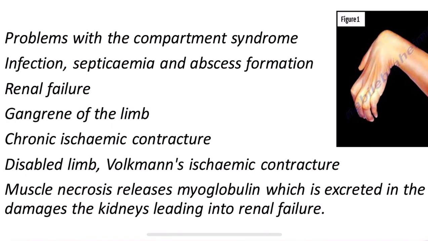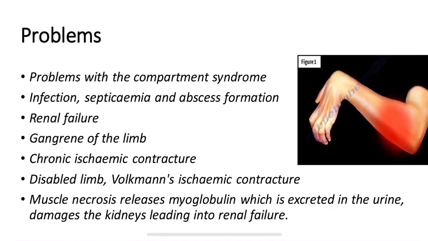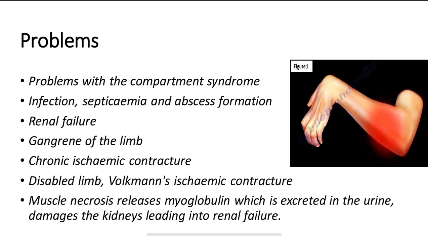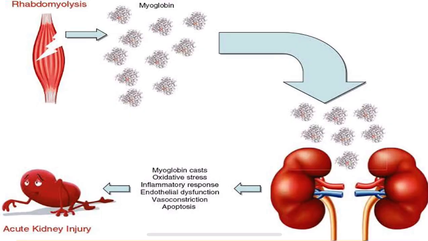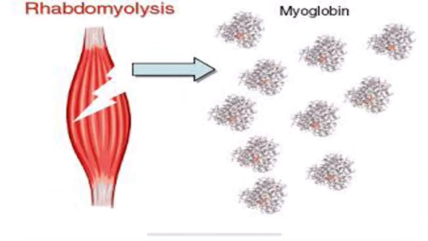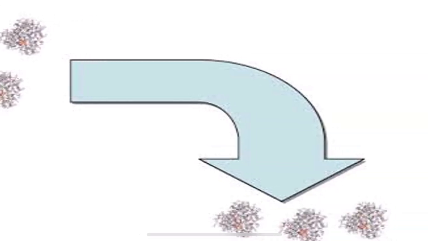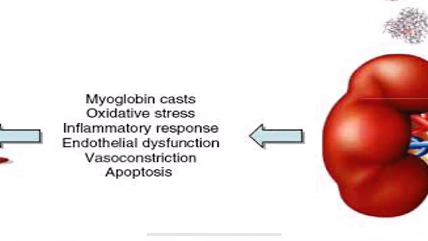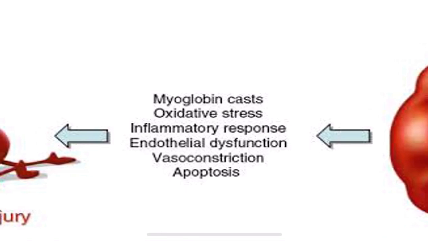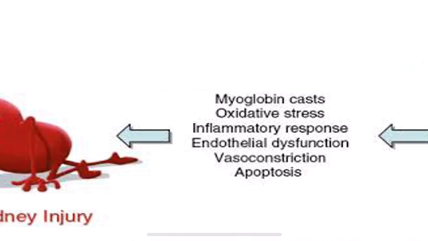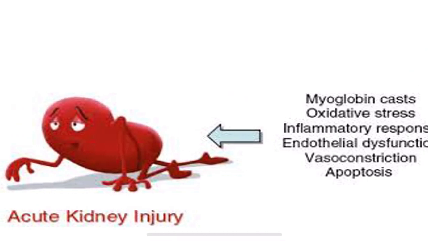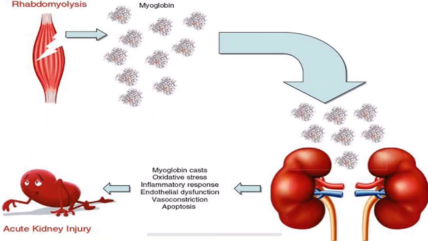Muscle necrosis will release the myoglobin, which is excreted in the urine as myoglobinuria, and this myoglobin damages the kidney, leading to renal failure. So the same thing here they are saying, rhabdomyolysis, secreting the myoglobin. This myoglobin damages the kidney and causes myoglobin casts, oxidative stress in the kidney, inflammatory responses of the kidney, endothelial dysfunction, vasoconstriction, apoptosis, the programmed cell death happens, and then the acute kidney injury, acute kidney failure.